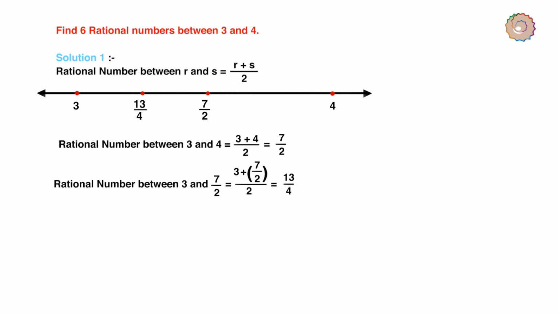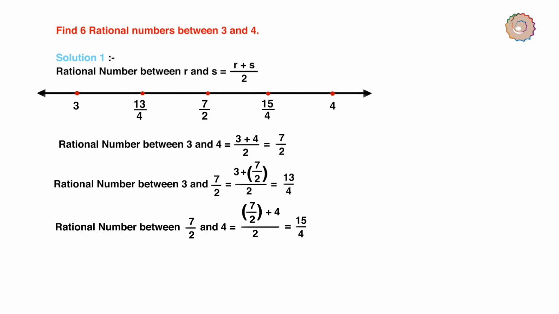We get 13 by 4. Then between 7 by 2 and 4, we get 15 by 4. Now that we have found 3 rational numbers between 3 and 4, in a similar manner, we can get 3 more rational numbers like 27 by 8, 29 by 8 and 31 by 8. Now let's find them using another method.